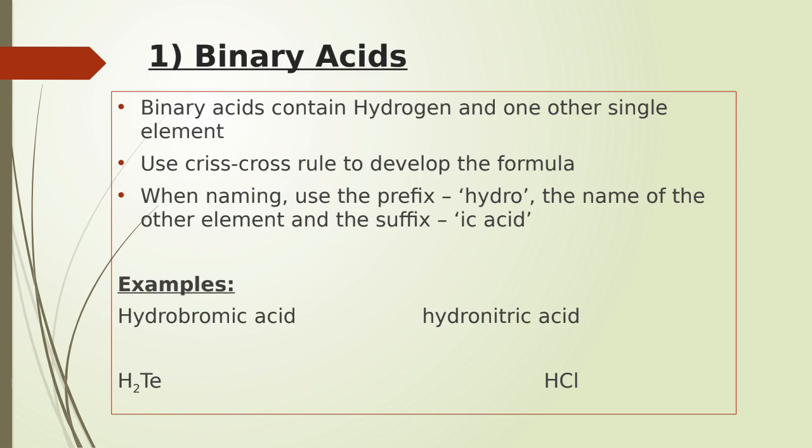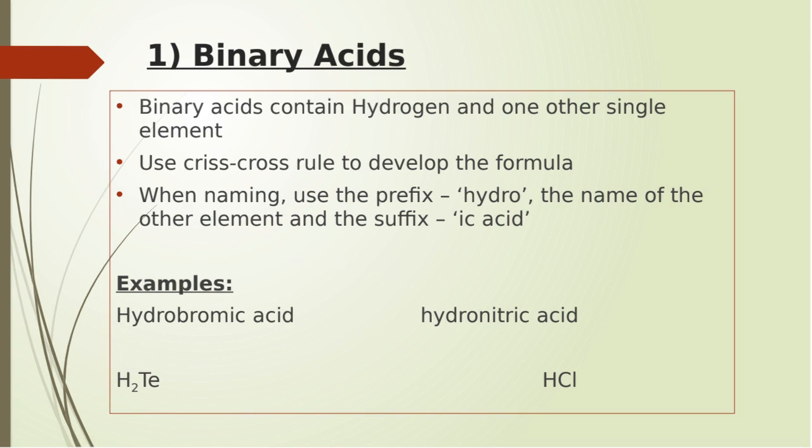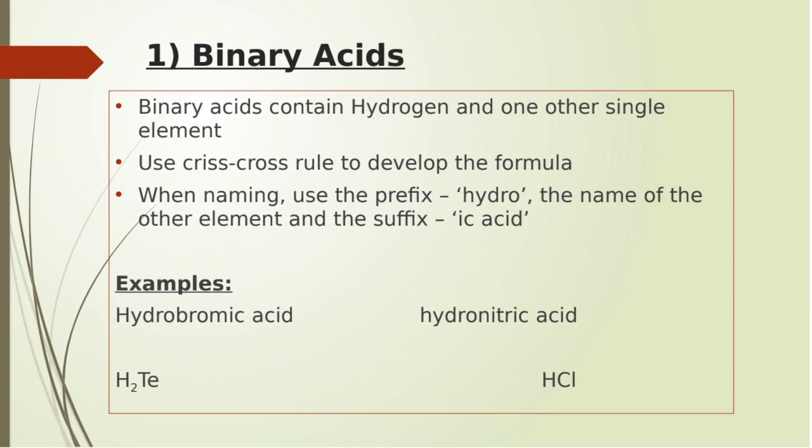Let's look at binary acids first. The word binary means two. So when we are talking about acids that are binary, what it means is that they contain one hydrogen and one other single element. Okay, so you're going to notice a total of two different elements in your acid formula. We're going to use the crisscross rule to develop the formula because they are acting as ionic compounds.